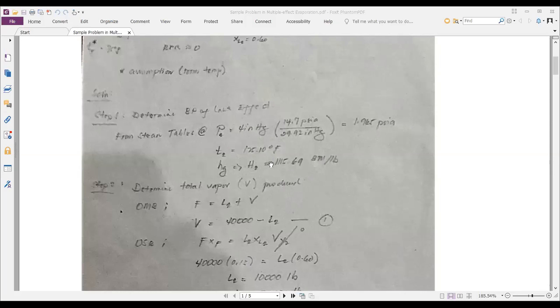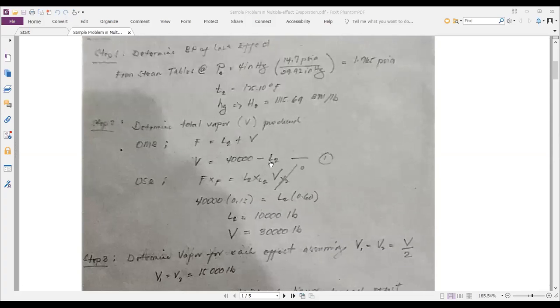So we have that. Now, the second step is you determine the total vapor produced. So from overall material balance class, the feed that enters is equal to the liquor that left the last effect and the total water evaporated.